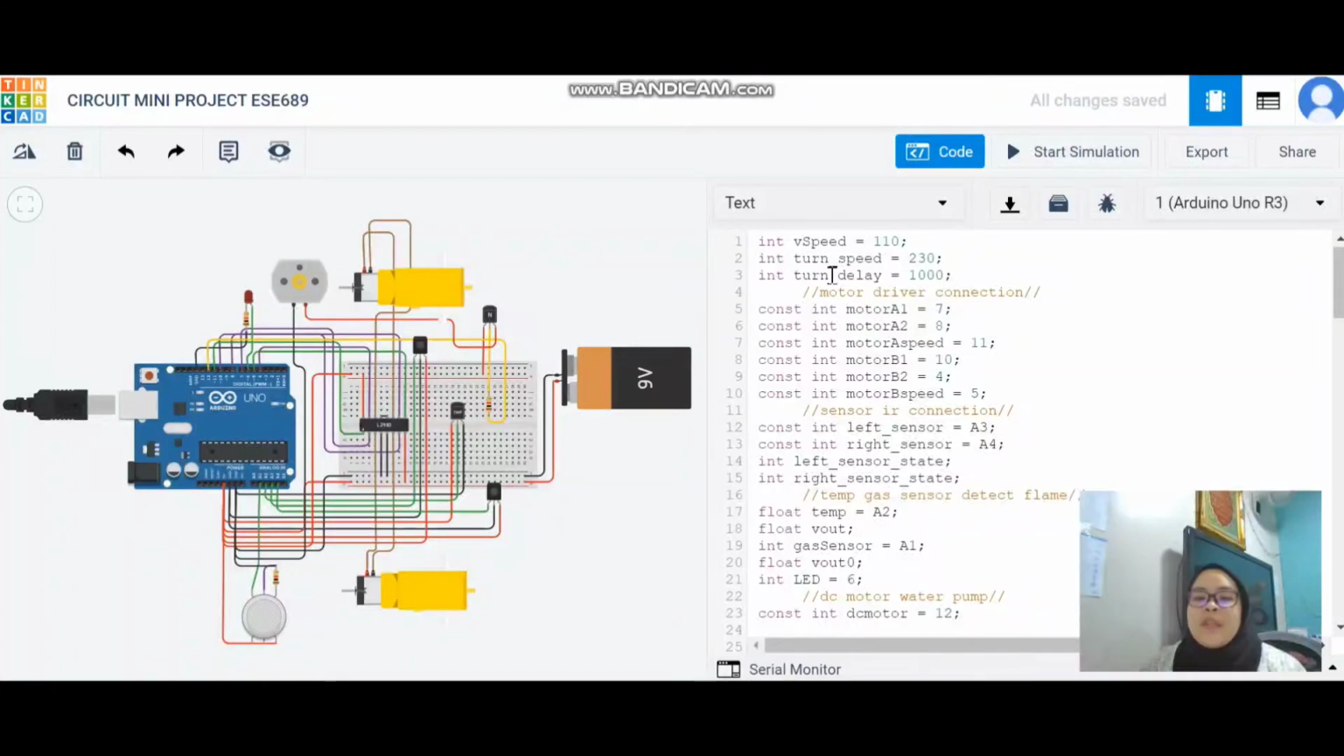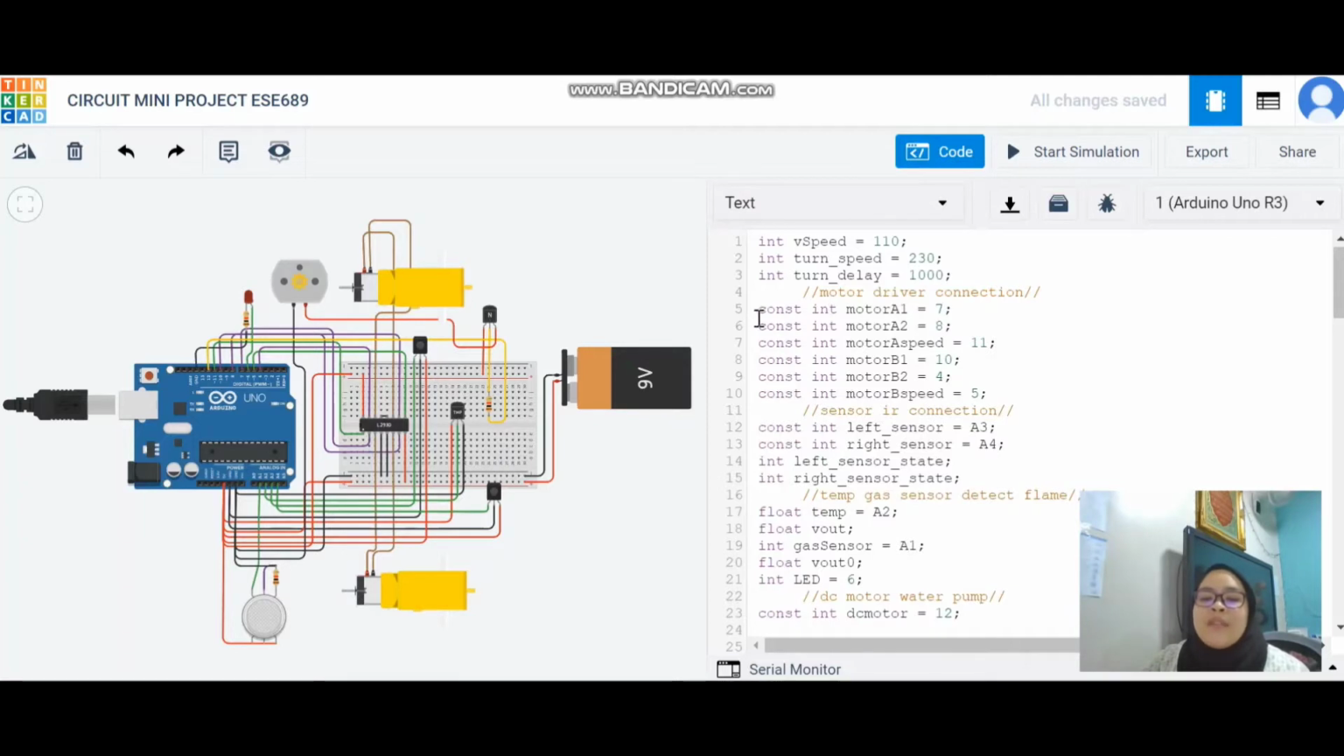I will explain the coding. So I will explain from line 1 to line 23. Line 1 to line 23 is the declarations part of the coding. Line 1 to line 3 is the declarations for the motor driver connections. So we know that the integer v speed is equal to 110, the integer turn speed is equal to 230, and the integer turns delay is equal to 1000.